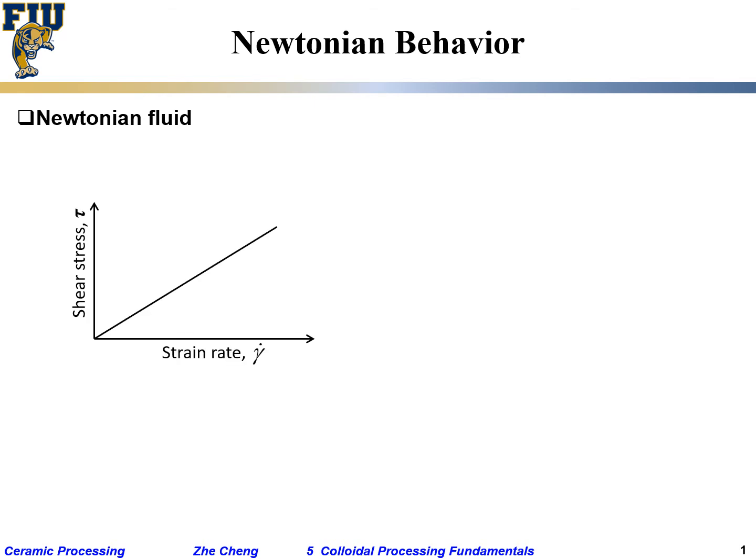Newtonian fluid behave like this. Shearing stress, strain rate. We have a linear relationship between shearing stress and the strain rate. How fast does it change shape? How fast does that angle change? Or put it another way, we have a linear relationship.